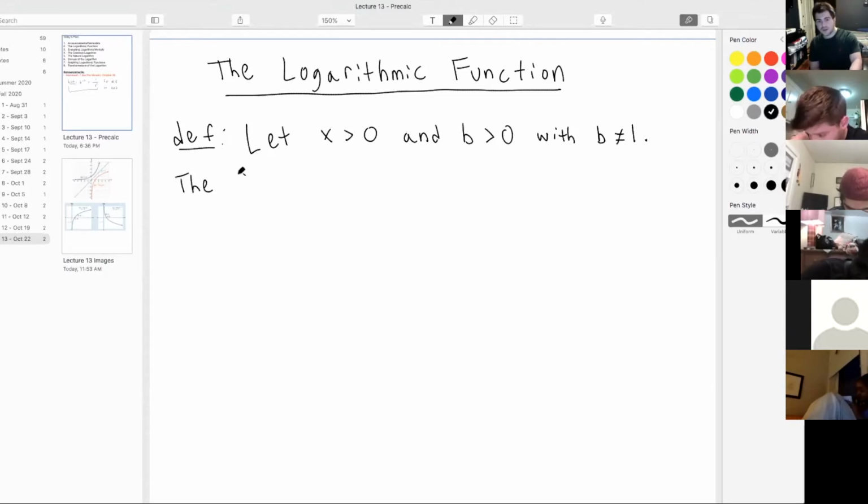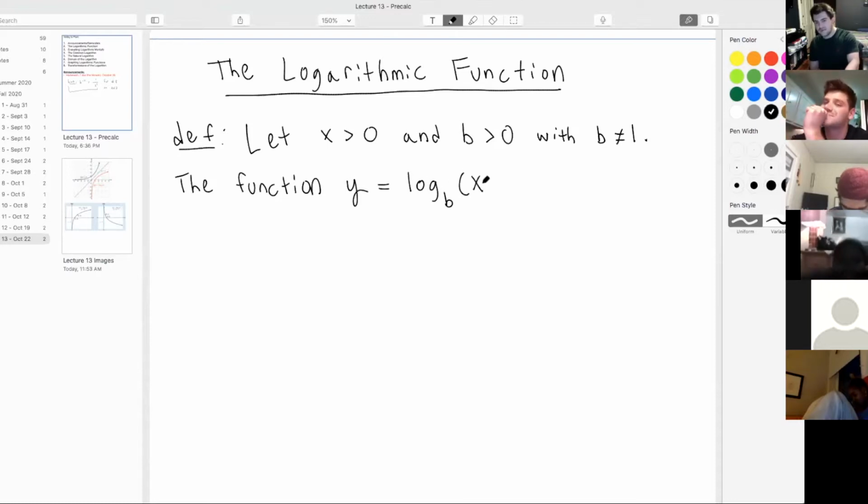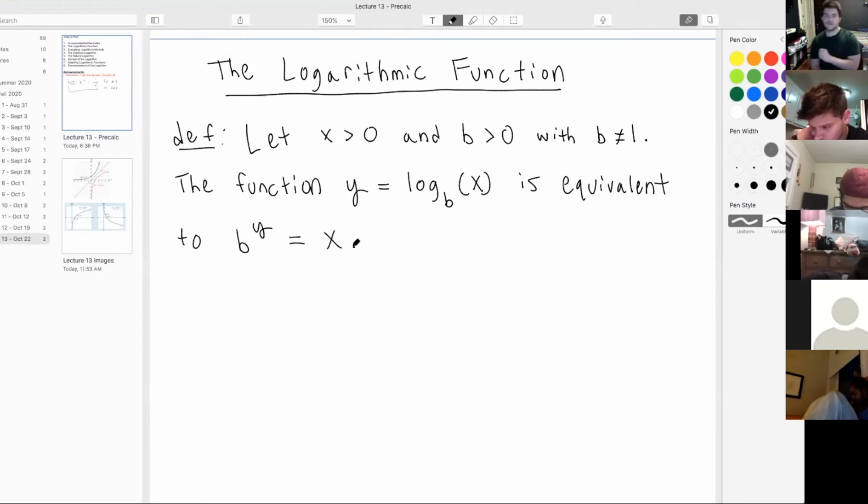All right, and here we go. So the function y equals log, with the subscript b, so log base b of x, is equivalent to b to the y equals x. I will explain this, but this is the definition. It's b to the y, where b is the subscript, is equal to the input x.